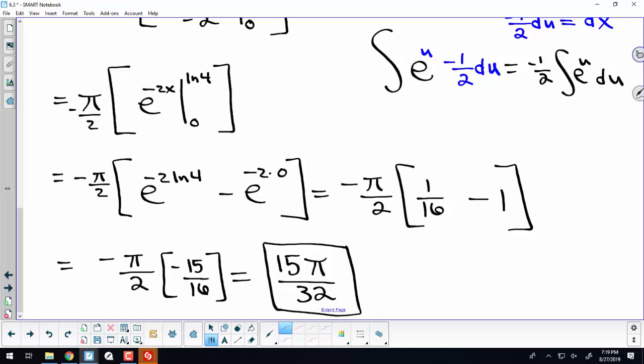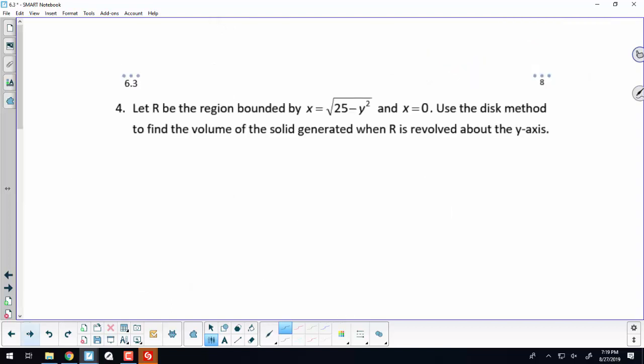All right then, so how about you all give number 4 a shot. Do it the calculus way, and you can verify the easy way. So let's get the easy way out of the picture. We have this particular region bounded by the function and the line. Use the disk method. I see this, and I'm immediately going to think this: to find the volume of the solid generated when it's revolved about the y-axis. Remember, disks are perpendicular to the axis of revolution.